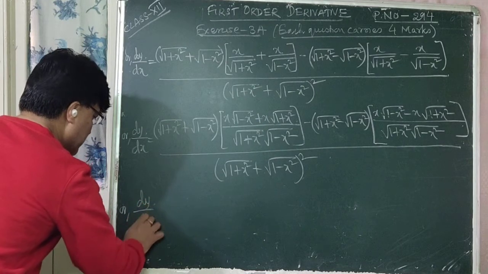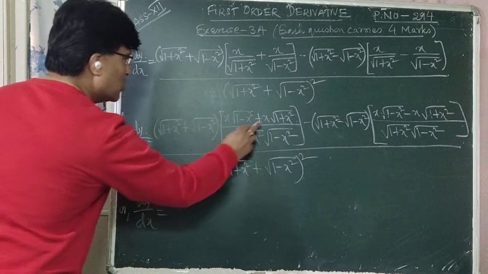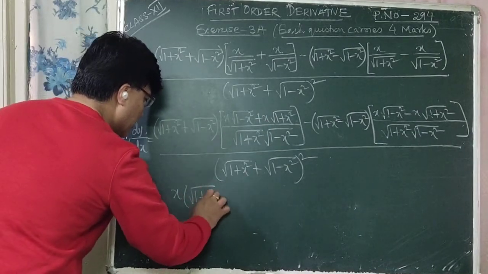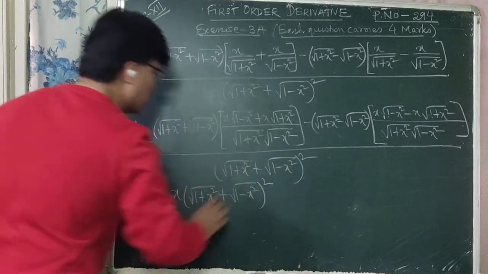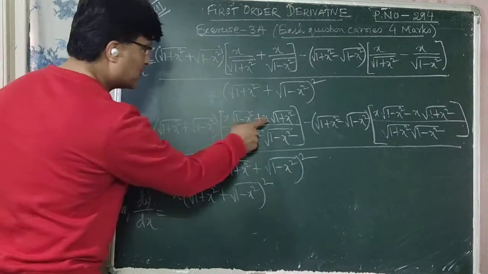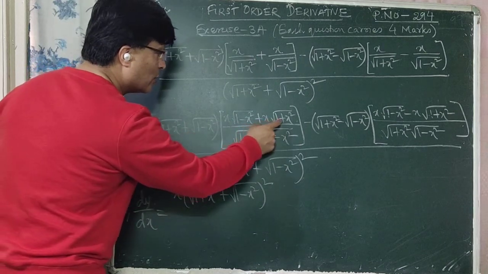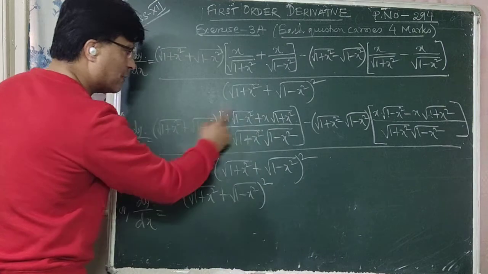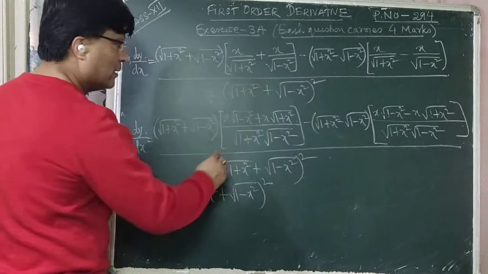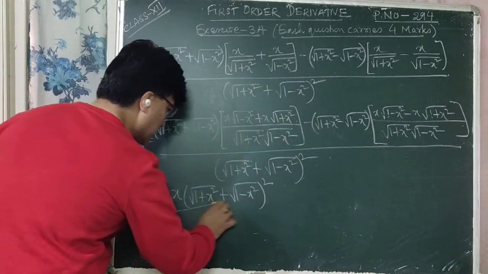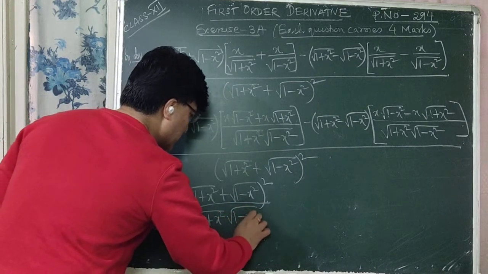This is dy by dx is equal to, here x is common, right? Here x is common. So within bracket we have root over 1 plus x square plus root over 1 minus x square whole square, right? Because if x is taken common out here, this is root over 1 plus x square plus root over 1 minus x square. This is also root over 1 plus x square plus root over 1 minus x square. These are the same expression. So if you multiply them, you will get whole square, right? Then again, this will be the LCM. So let us write down here, divided by root over 1 plus x square, root over 1 minus x square, right?